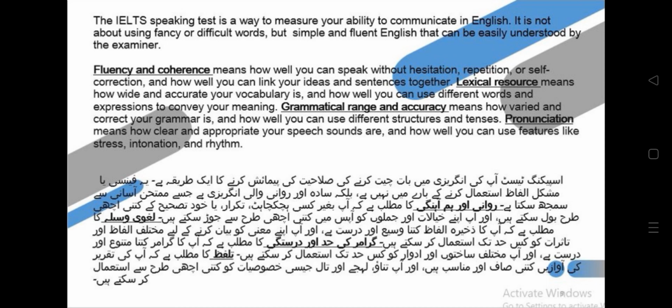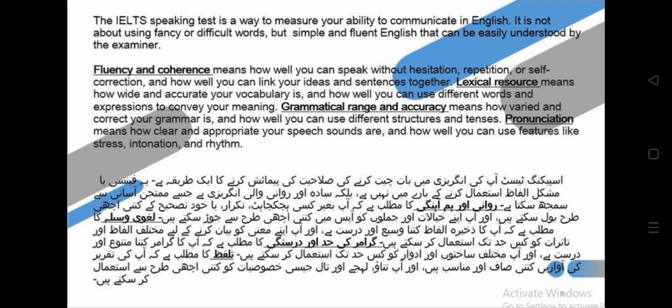The IELTS speaking test is a way to measure your ability to communicate in English. It's not about using fancy or difficult words, not at all, but simple and fluent English that can be easily understood by the examiner. Number 1, fluency and coherence, which means how well you can speak without hesitation, repetition, or self correction, and how well you can link your ideas and sentences together. Number 2, lexical resources, which means how wide and accurate your vocabulary is, and how well you can use different words and expressions to convey your meaning.